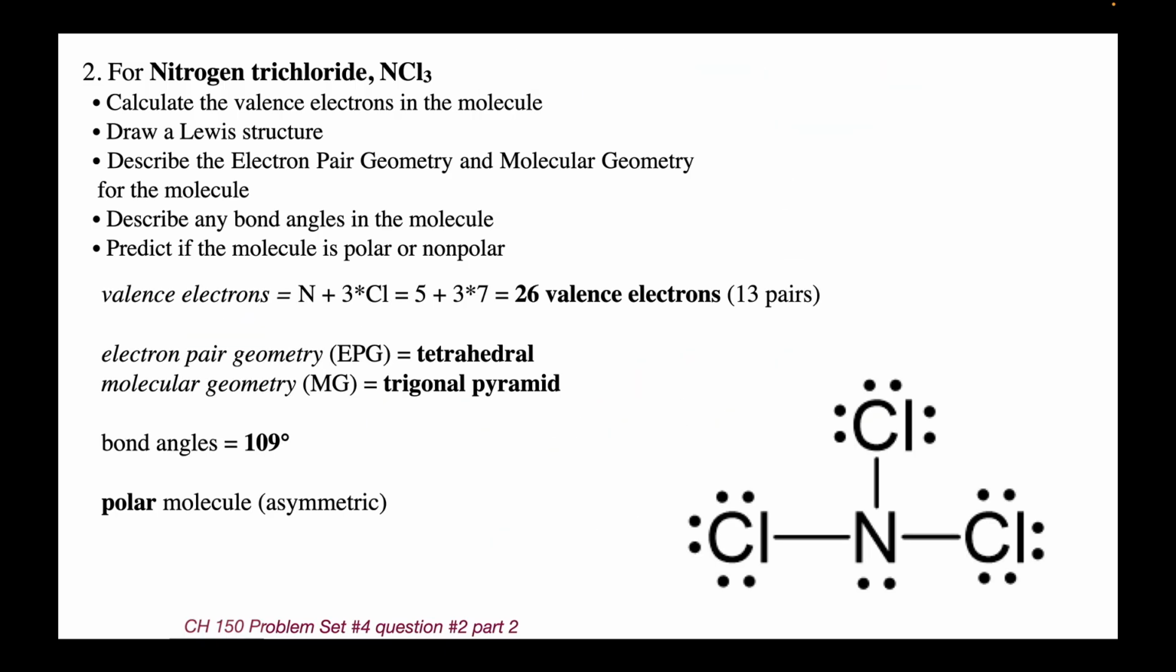Here's some better pictures instead of my kind of lame drawings. But anyway, you can see once again that you want to count up the nitrogen and 3 chlorines to get 26 valence electrons, or 13 pairs. The EPG, when you have 4 clouds around nitrogen, would be tetrahedral. But because one of the clouds is a lone pair, it has a different molecular geometry name. It's called trigonal pyramid. The bond angles, though, are about 109, and because the lone pair breaks the symmetry of the molecule, that makes this a polar molecule. It's no longer a nonpolar one like CH4, but it does have some polarity.